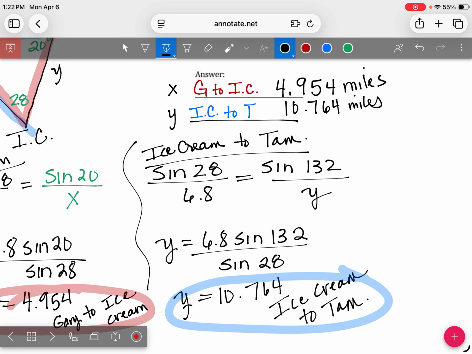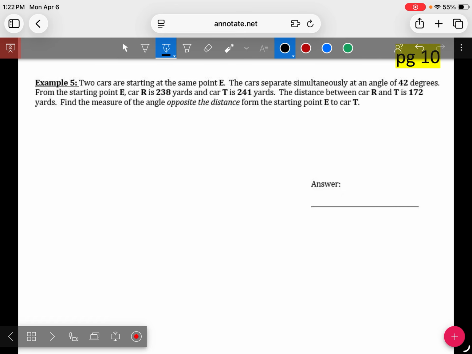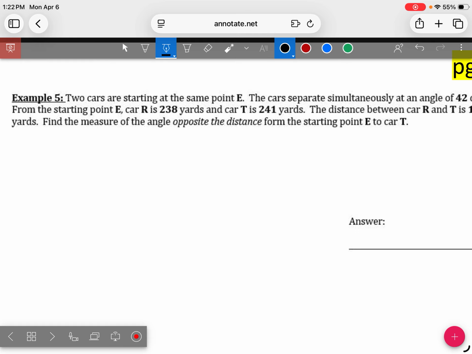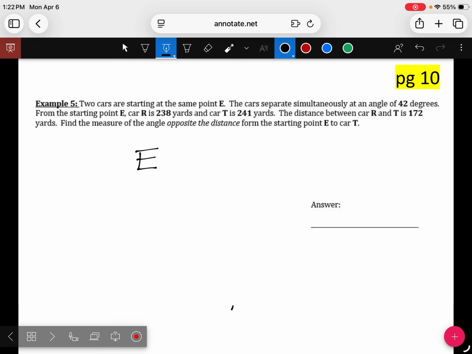Last one. All right, we got two cars. They both started at point E. So point E is right here. Then they separate simultaneously to form a 42 degree angle. So from this point, they both separate. And the angle that they form is 42 degrees.